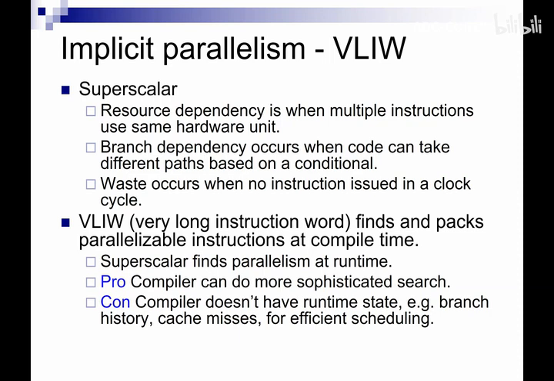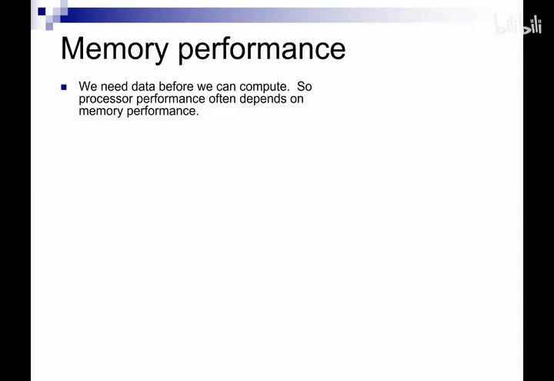So this is basically the type of parallelism that we have in a single processor. Next I'm going to talk about memory performance. This is also a very important component of overall performance because, of course, you need to get data before you can do computation on it. Therefore, the performance of your processor often depends on how quickly you can actually get data.